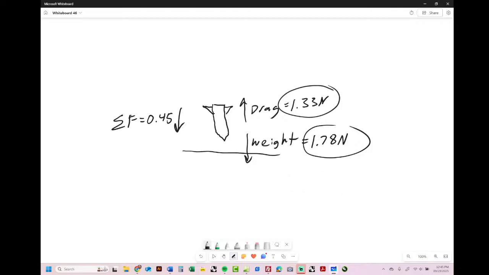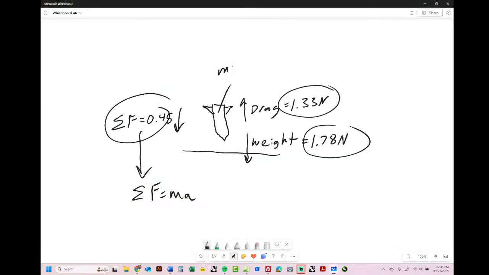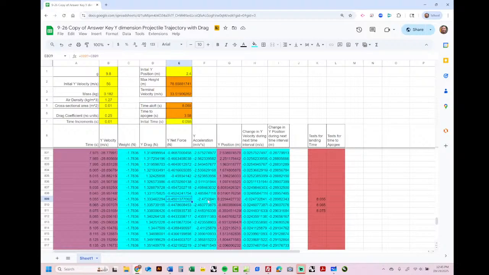Let me get rid of that stuff. And since I know the mass, I could use net force equals ma to find the acceleration. So here's the net force, and the mass was, what was that mass? It was 0.182. Mass equals 0.182 kilograms. So I could use those two and I could find a, or it's already done on the spreadsheet. So the y acceleration, there is no x acceleration, we're just working in the y dimension. It's negative 2.47.